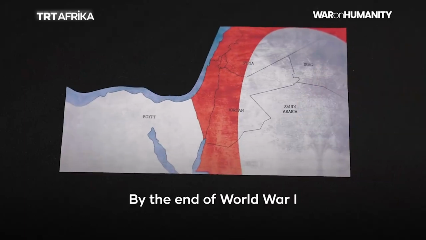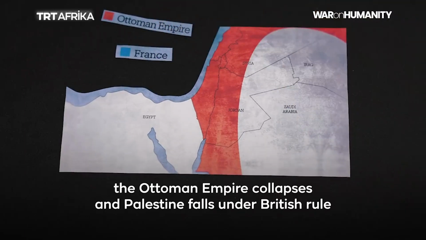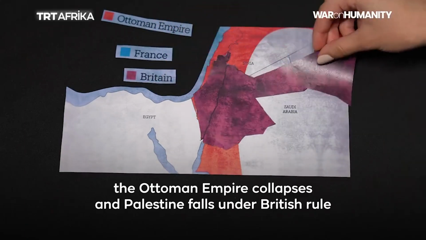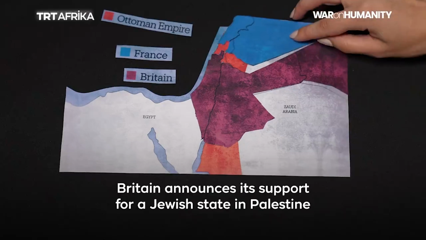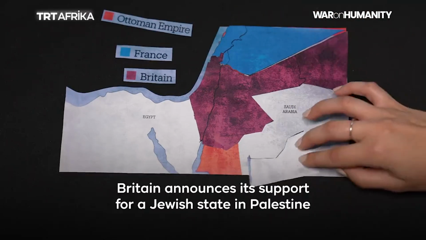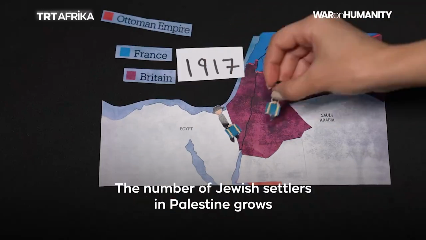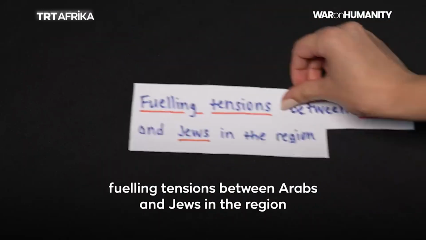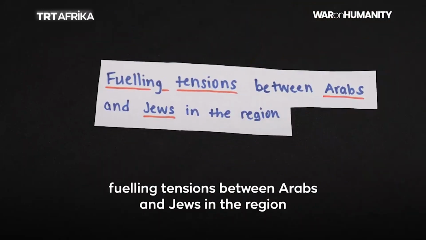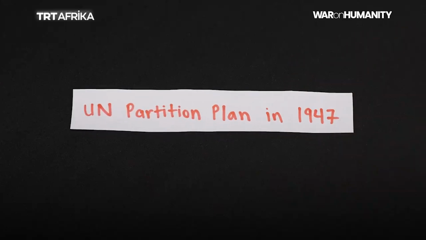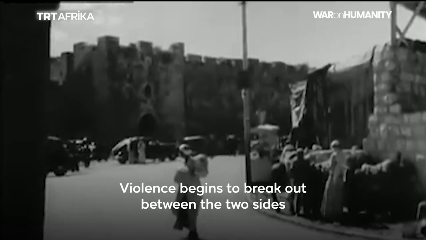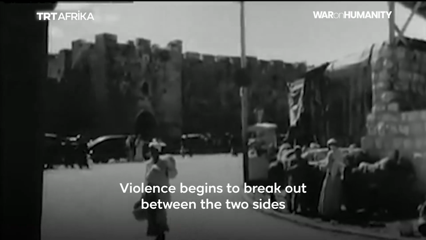By the end of World War I, the Ottoman Empire collapses and Palestine falls under British rule. In 1917, Britain announces its support for a Jewish state in Palestine in what is known as the Balfour Declaration. The number of Jewish settlers in Palestine grows, fueling tensions between Arabs and Jews in the region. Violence begins to break out between the two sides.